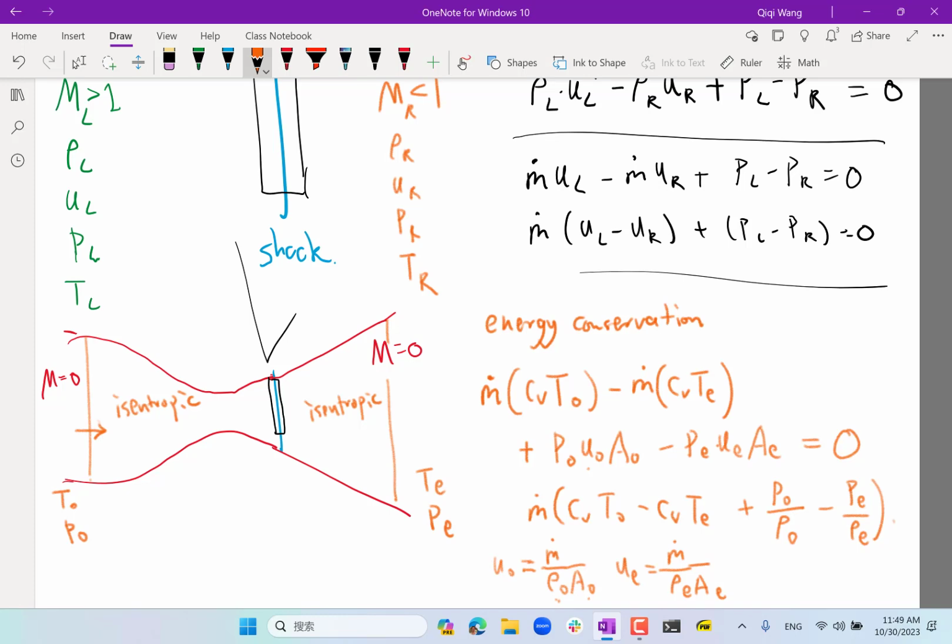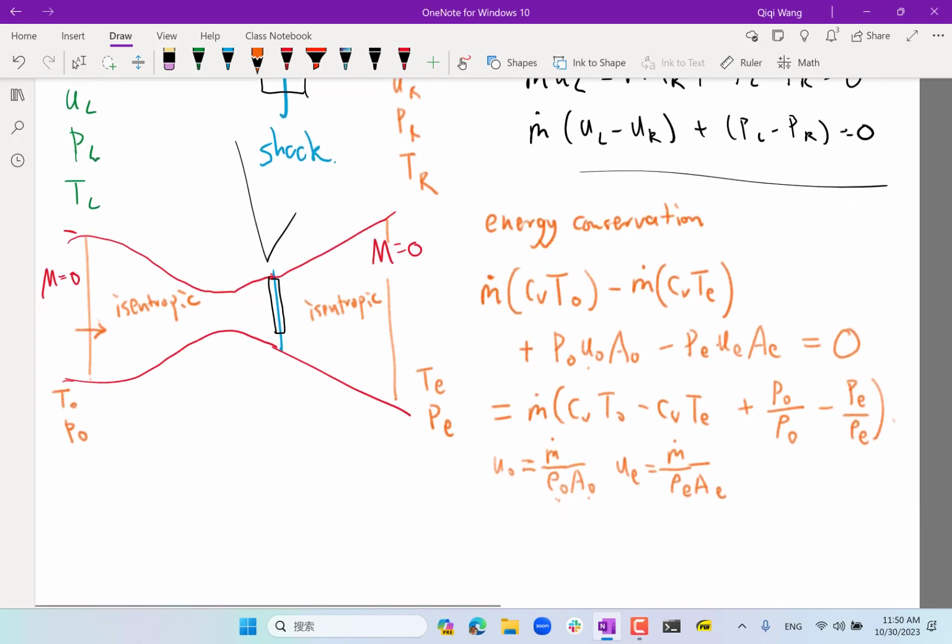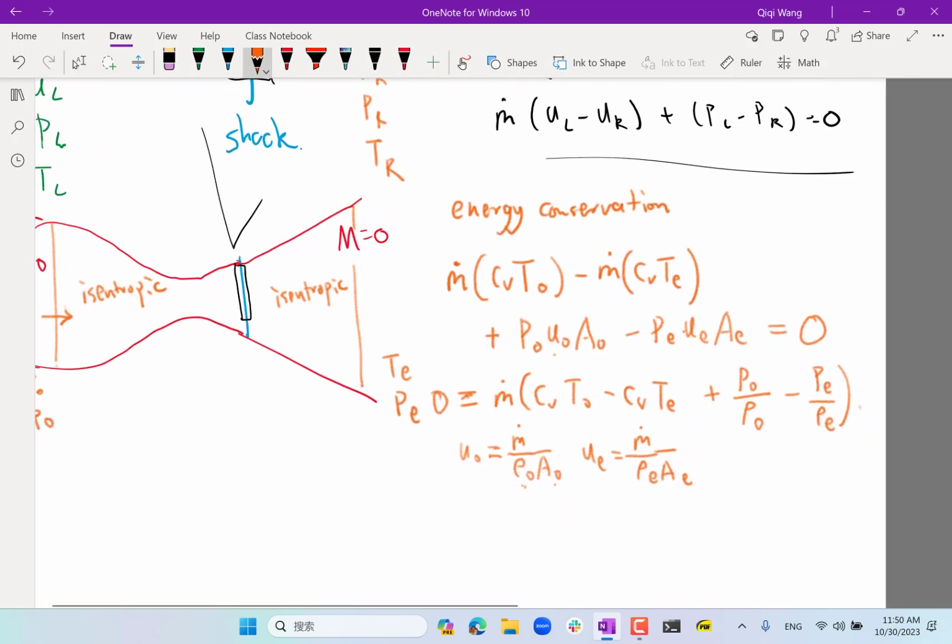So now the important thing to realize is that this is equal to 0, right? The important thing to realize is that P over rho is proportional to temperature. So basically we have something times the temperature at 0 plus something times temperature at 0, both constants, minus the same thing times temperature at the exit. So what this means is that the whole parenthesis is 0, equal to m dot times Cv plus P over rho, where P is equal to rho R T, right?